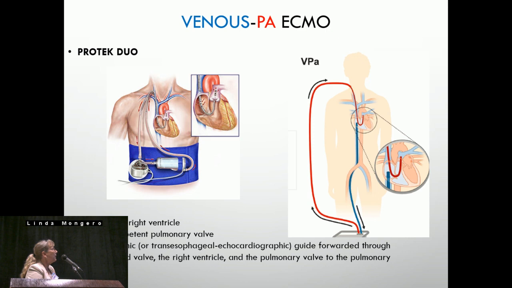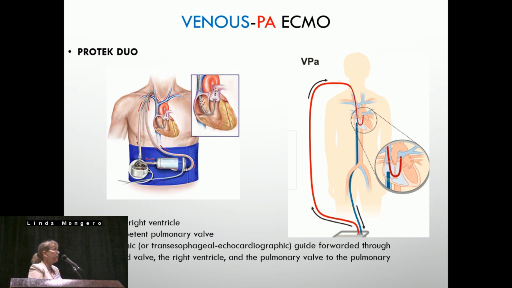It needs a competent pulmonary valve. You can do it under transesophageal echo. You guide it forward through the tricuspid valve, the right ventricle, and the pulmonary valve to the pulmonary artery. And we have had surgeons that were able to use other cannulas like Biomedicus cannulas and able to get this approach. But the Protect Duo is designed to do that. And so we're going to see more about this cannula and this system in the near future.